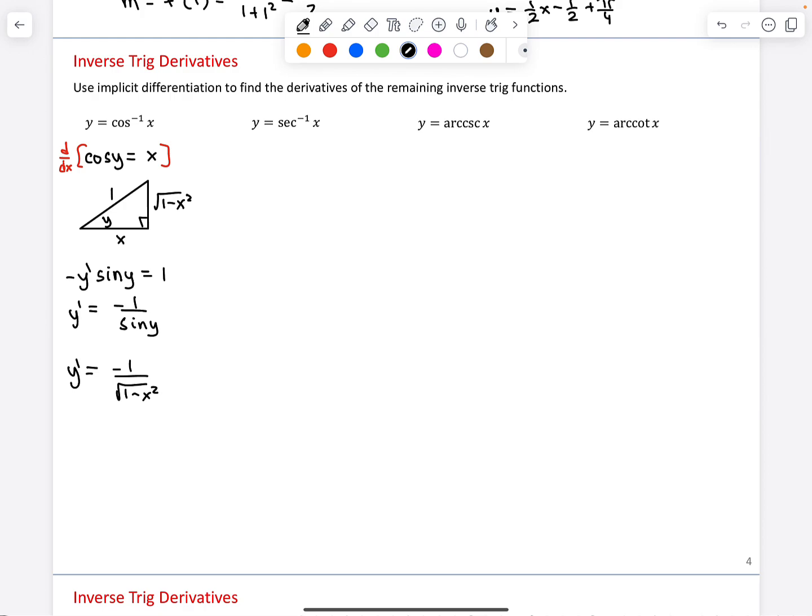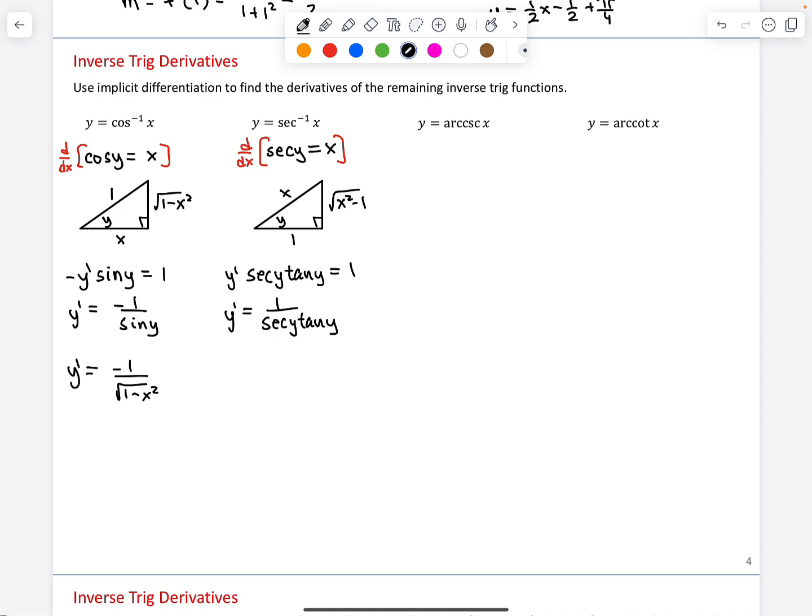Okay, arc secant. We know that the secant of y therefore must be x. So reference triangle, the angle is y and the secant must be x. Well, the secant is hypotenuse over adjacent, giving us the square root of x squared minus 1 as the other side. Take a moment and confirm that. Now differentiate both sides with respect to x. The derivative of secant is secant y tangent y, and then chain rule times y prime equals, and then the derivative of x is 1. So y prime is equal to 1 over secant y tangent y.